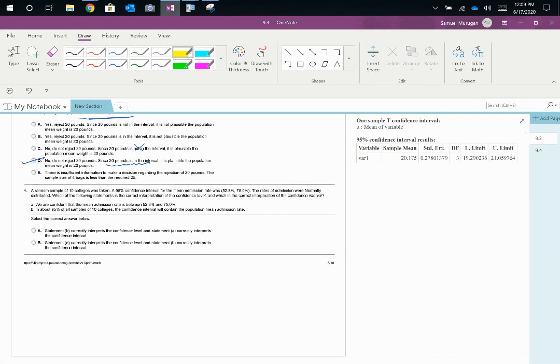Yeah, this one has statement A correctly interprets the confidence interval, and then in about 95% of all colleges, the confidence interval will contain the admission rate. So this one actually gives the confidence level and statement. So A would be the correct choice here.